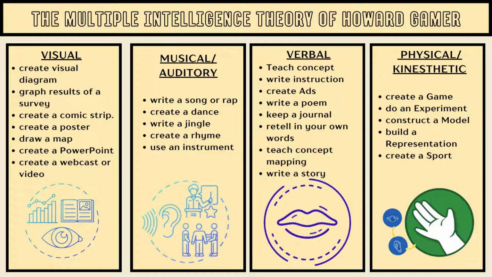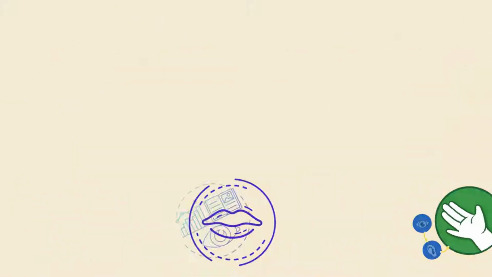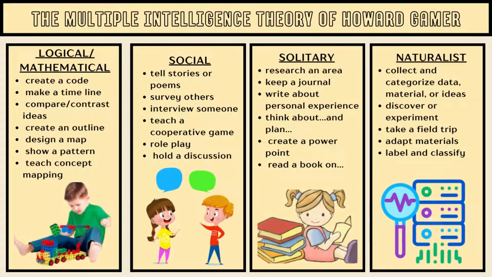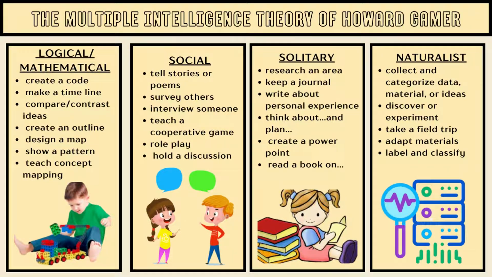For the physical or kinesthetic learning style, the teacher could create a game, do an experiment, construct a model, build a representation, and create a sport. For the logical or mathematical learning style, learning and teaching strategies such as creating a code, making a timeline, comparing or contrasting ideas, creating an outline, designing a map, showing a pattern, teaching concept mapping. For the social learning style, tell stories or poems, survey others, interview someone, teach a cooperative game, role play, hold a discussion. For the solitary learning style, the teacher could have learners research an area, keep a journal, write about personal experience, think about and plan something, create a PowerPoint, read a book.